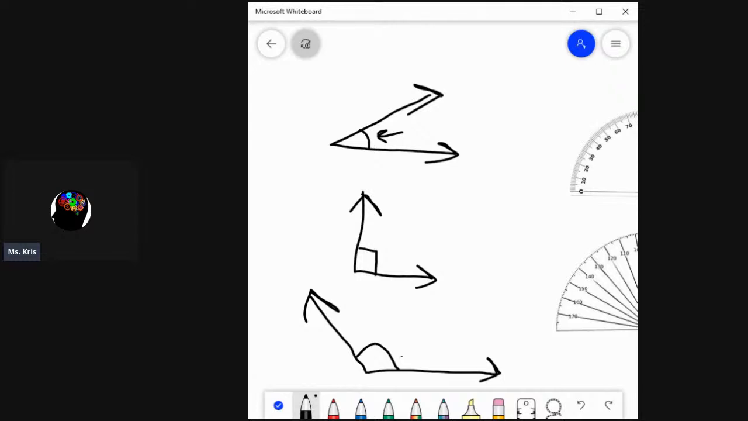Now, a right angle. Most of you have seen a right angle. Most of you know what a right angle is. For those who do not, a right angle is exactly 90 degrees.